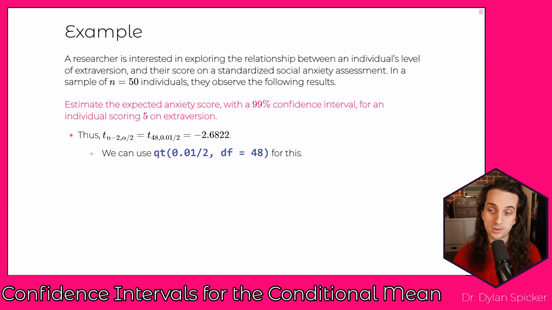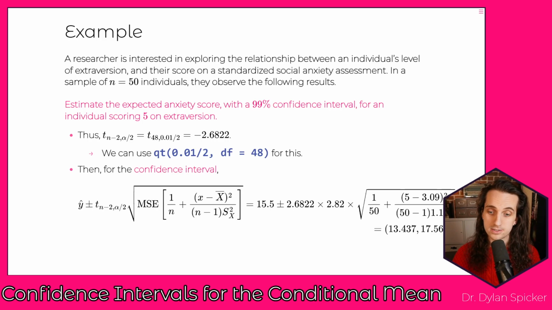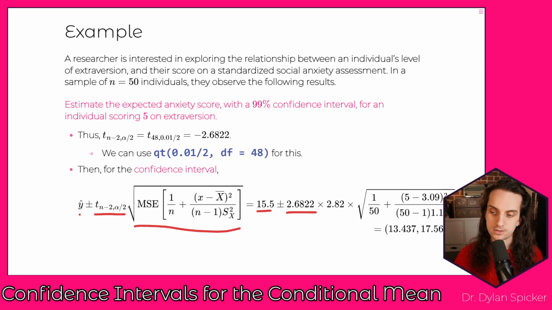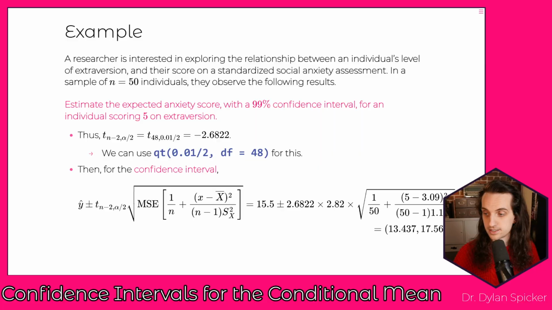And then ultimately we plug everything in to our formula here. So we take y hat plus or minus our critical value times the root of our variance here. So that's 15.5 plus or minus our critical value times the square root of our MSE, and then everything else plugged in here. So our value minus the mean, our variance is down here, and our sample size is right here. And ultimately, that gives us about 13.4 to 17.6.